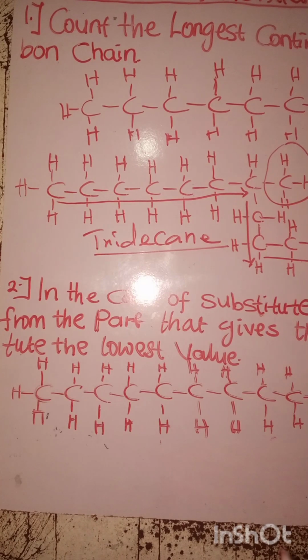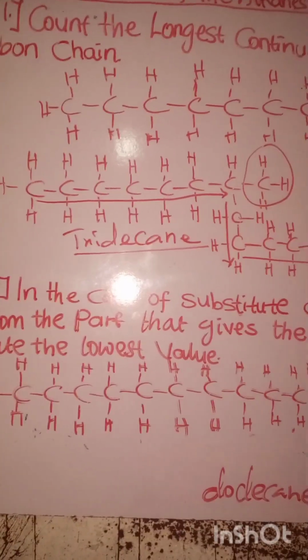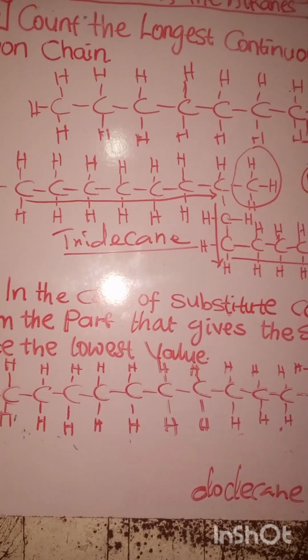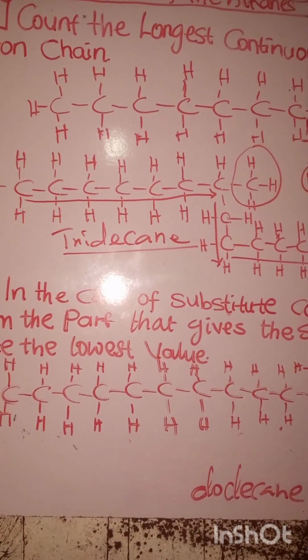Parent name at the side. The parent name is dodecane. That's 12. The 12th member of the alkane, dodecane. So now we have this, and there is a substituent here.